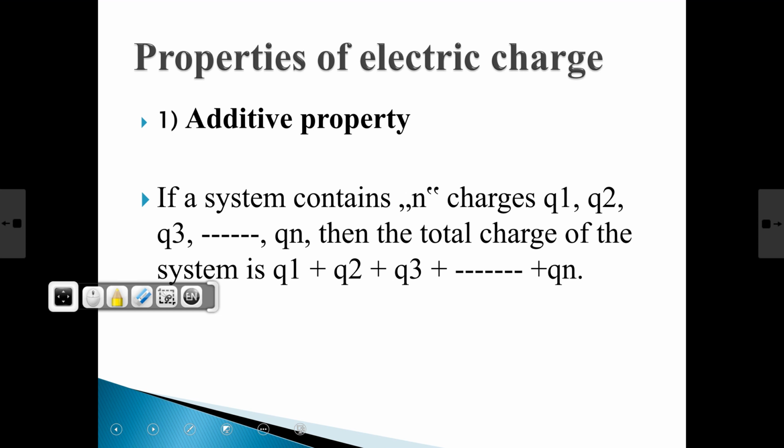Our next topic is properties of electric charge. Is there any property for electric charge? Yes, mainly there are three properties for electric charge. The first one is the additive property.